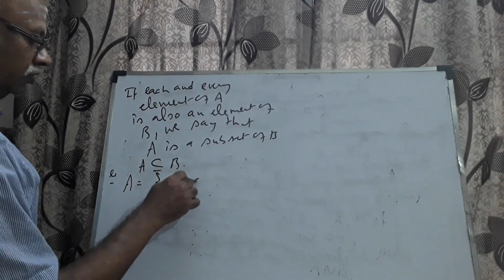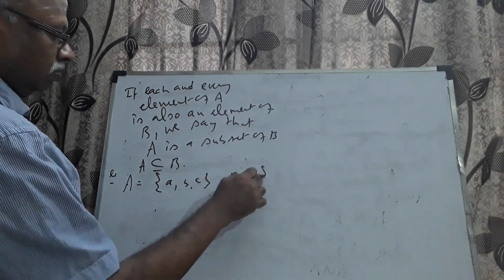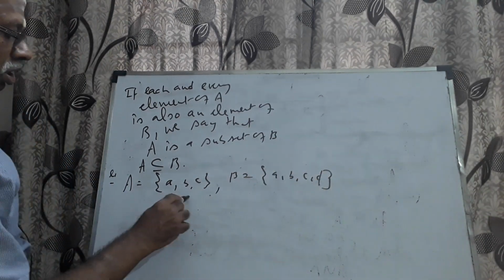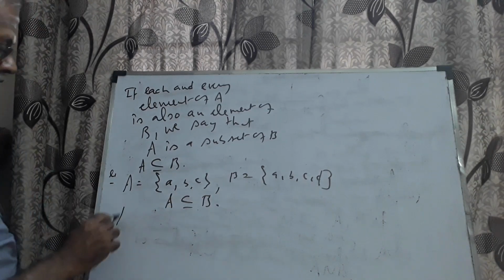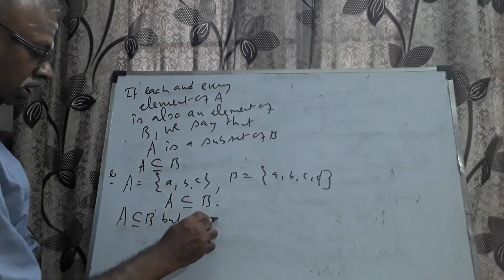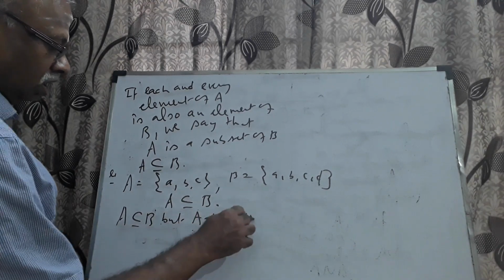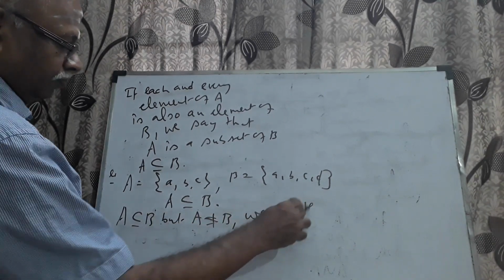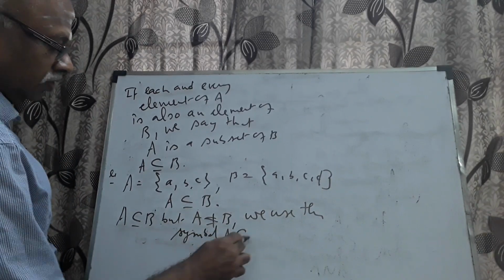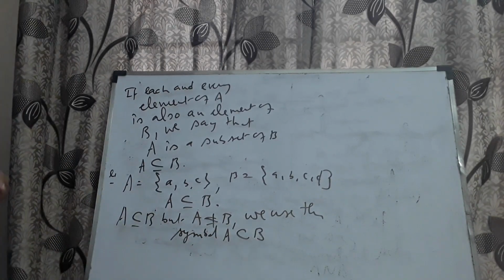A has elements a, b, c. Then B has elements a, b, c, d. Here A is a subset of B. Here A is a subset of B, but A not equal to B. Then you use this symbol for A is a subset of B, where the equality is taken out.